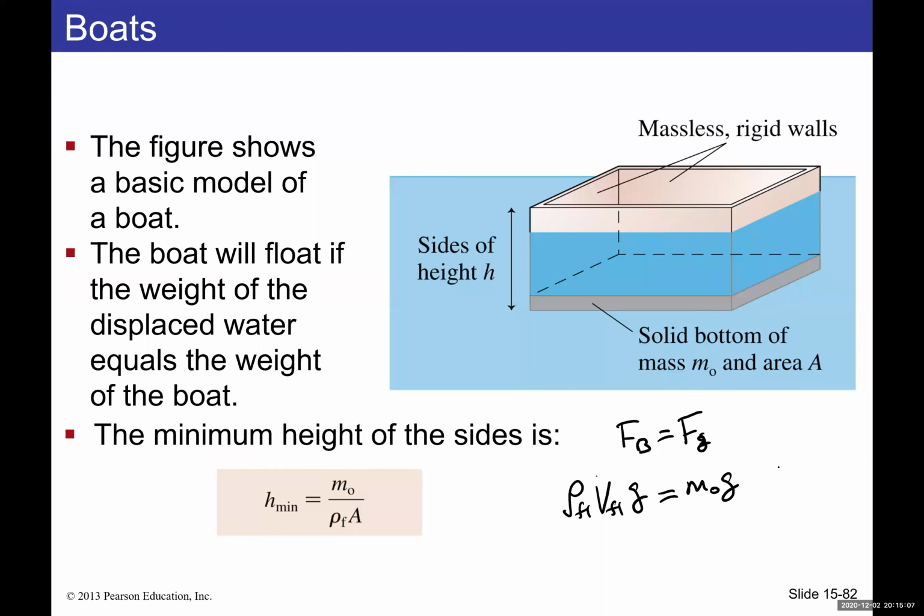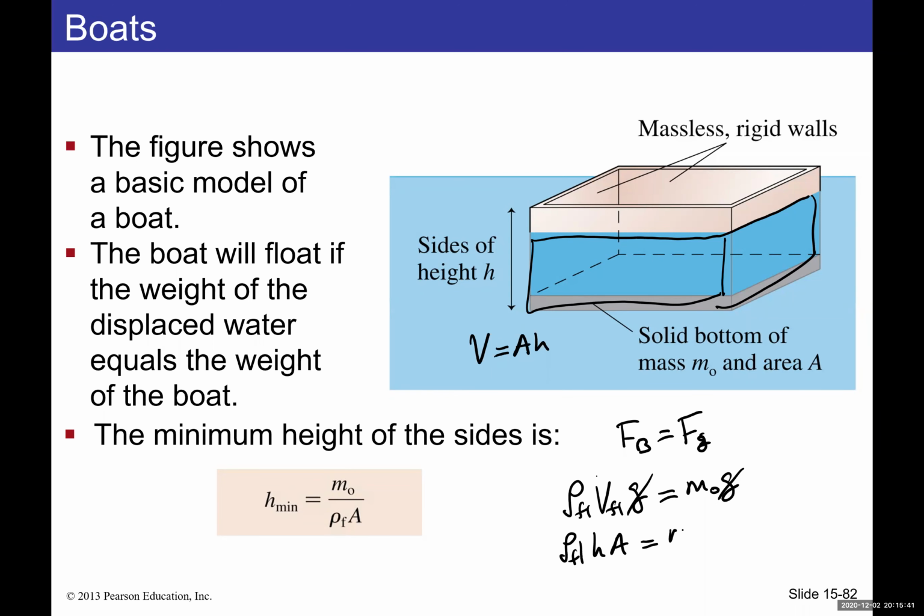Now, if you look at it in terms of the amount of water that is displaced, then this equals the density of the fluid times the volume. Remember, volume can be written as area times height. So in terms of the density of the fluid times height times area, I can cancel the g from both sides, and this equals the mass of the object. Then we divide both sides by the density of the fluid times area, but not the height. So you can see it like this, and then we end up with this.